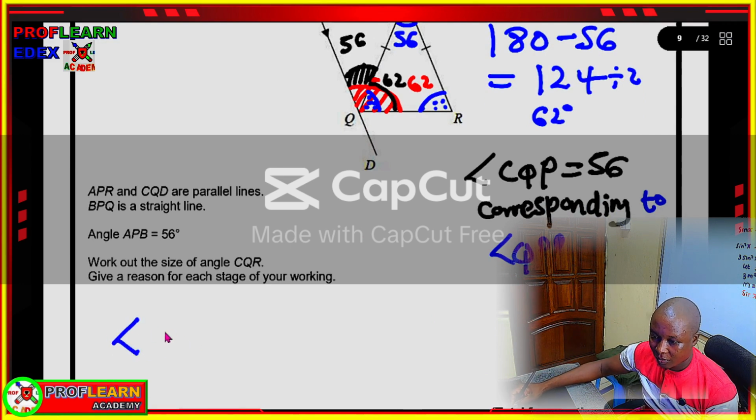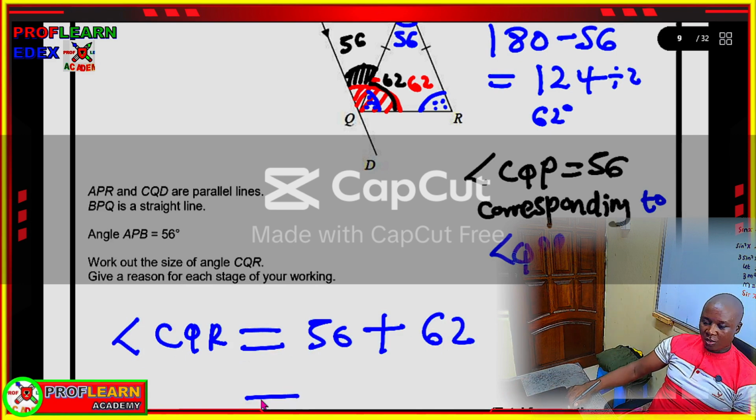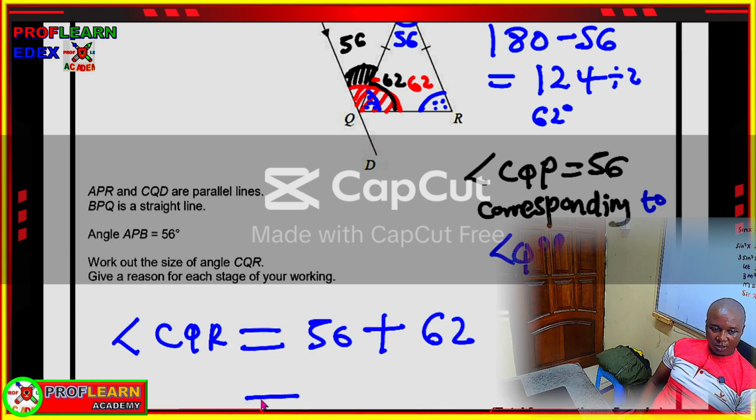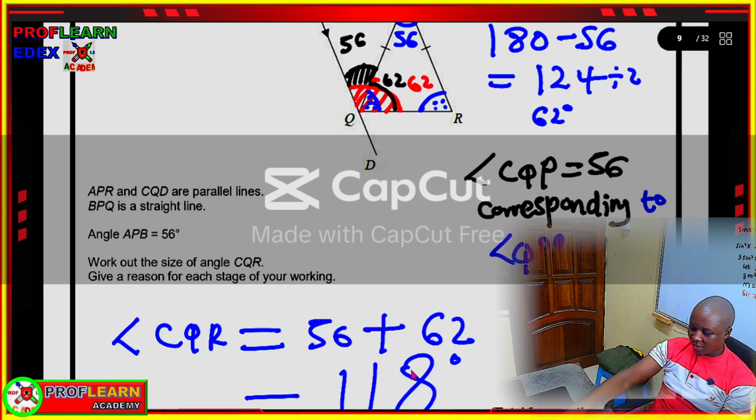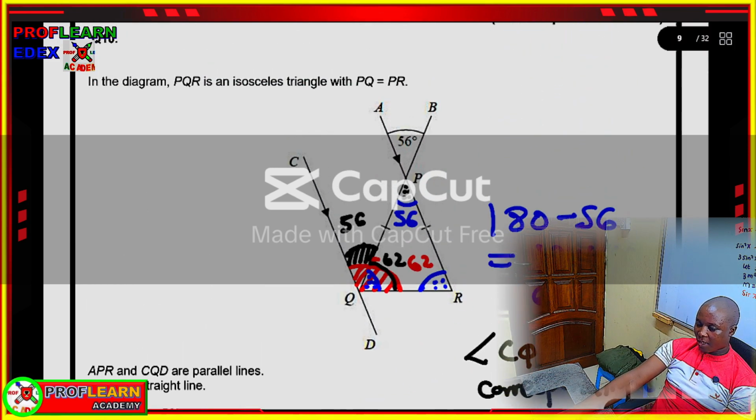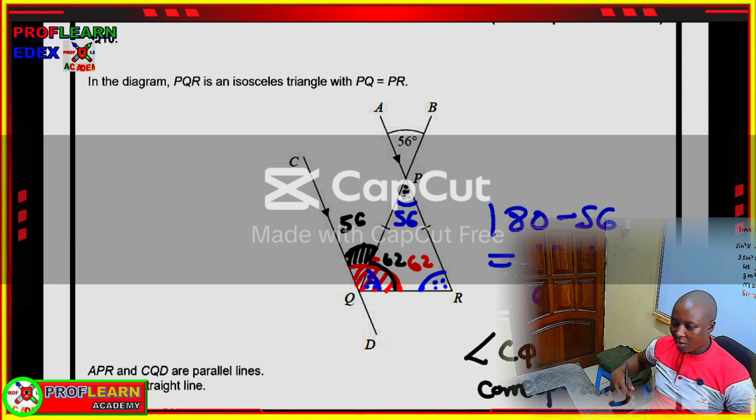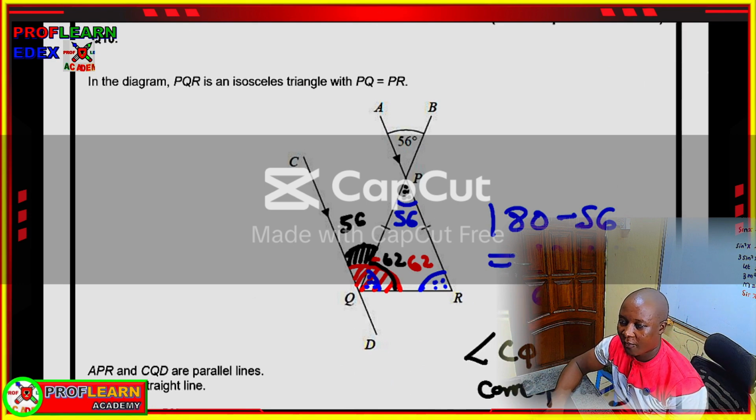So therefore angle CQR is going to be 56 plus 62, and if we add the two angles together, we are going to get 118. This is going to be 118 degrees. So you need to be in a position of working out questions to do with angles where you have a question like this.